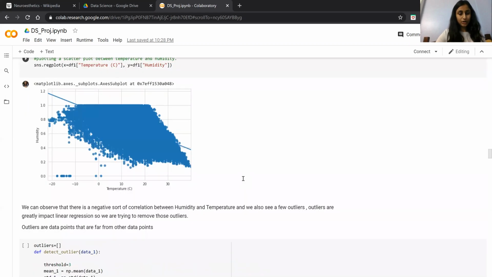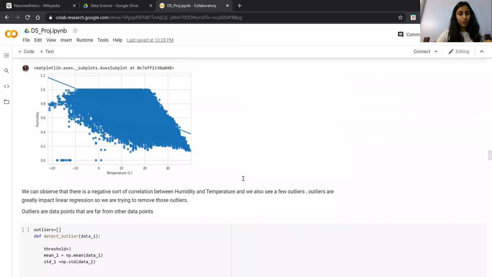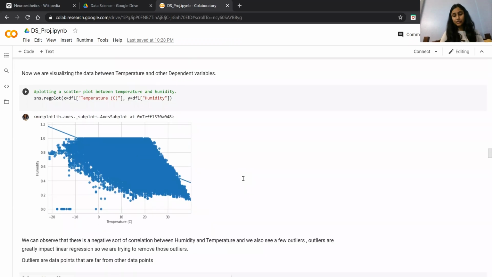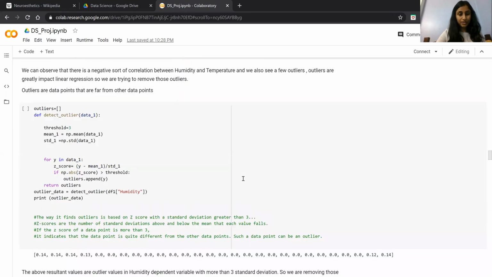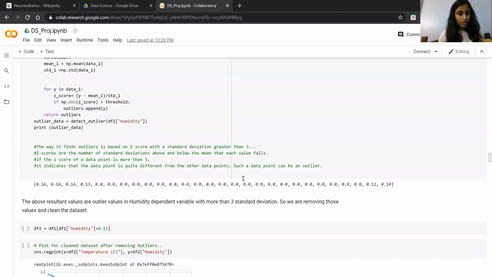This is a plot for temperature versus humidity, a scatter plot using the regplot function. From this graph, we can see that there is a negative sort of correlation between humidity and temperature, and also quite a few outliers. So now we are going to remove the outliers. In order to remove them, we are using the Z-score based on standard deviation, and we're setting the condition as standard deviation greater than 3.